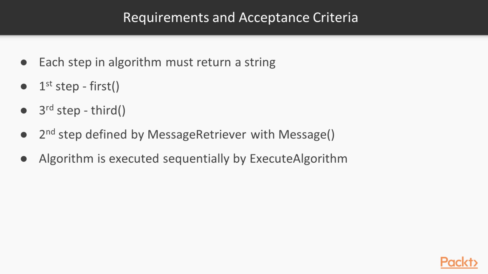Here are the requirements and acceptance criteria for our example. Each step in the algorithm must return a string, and the first step is a method called first, and returns the string hello, while the third step is a method called third, and returns the string template. Then the second step is whatever string the user wants to return, but it's defined by the message retriever interface that has a message string method. Finally, the algorithm is executed sequentially by a method called executeAlgorithm, and returns the strings returned by each step joined in a single string by a space.